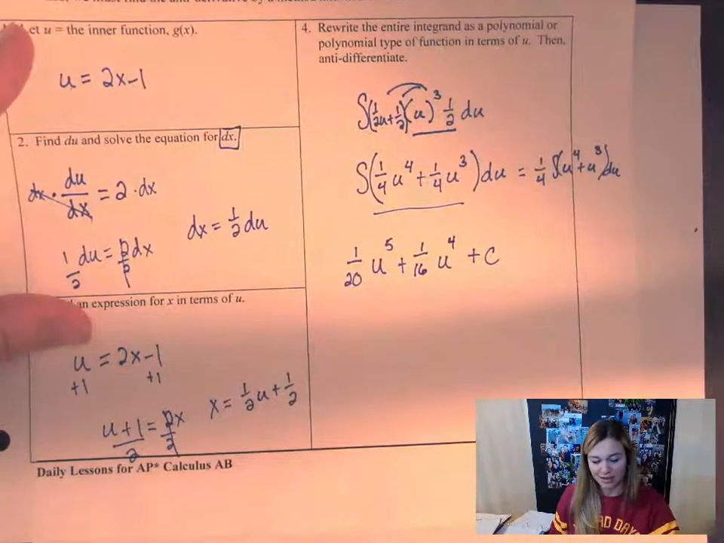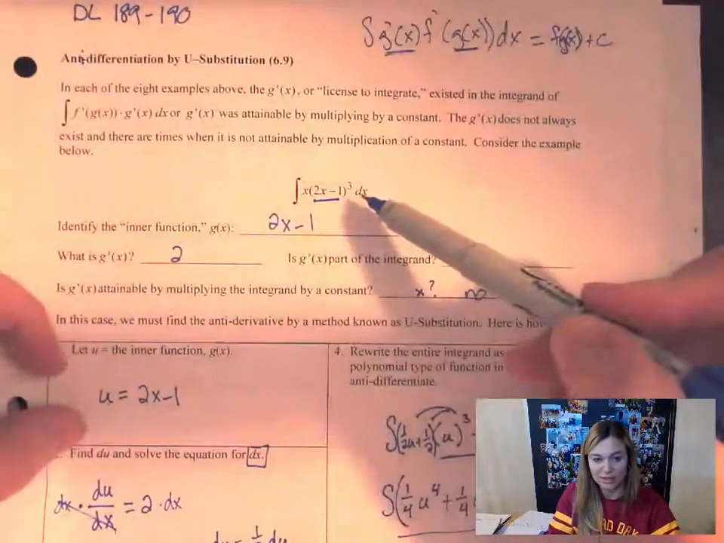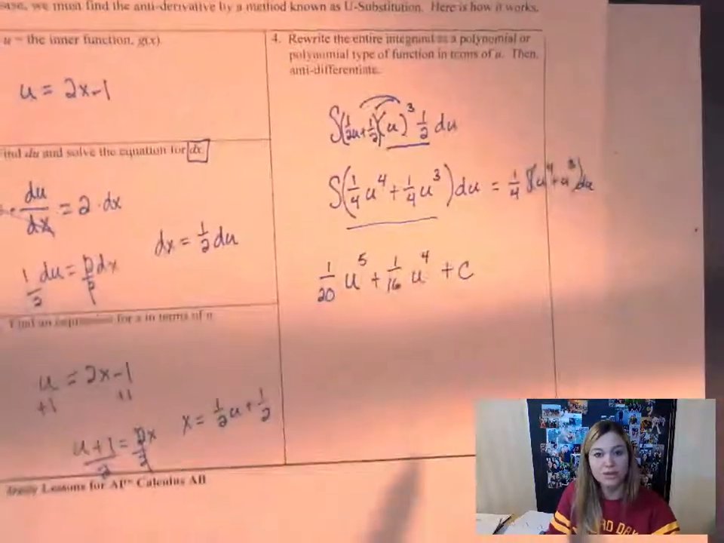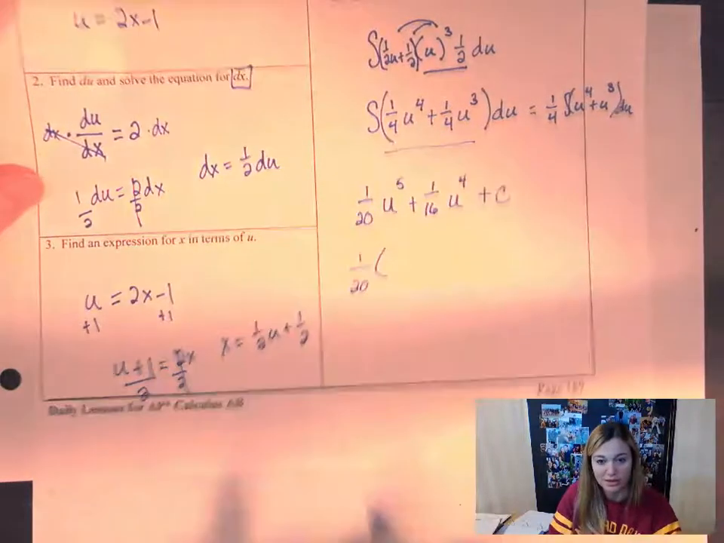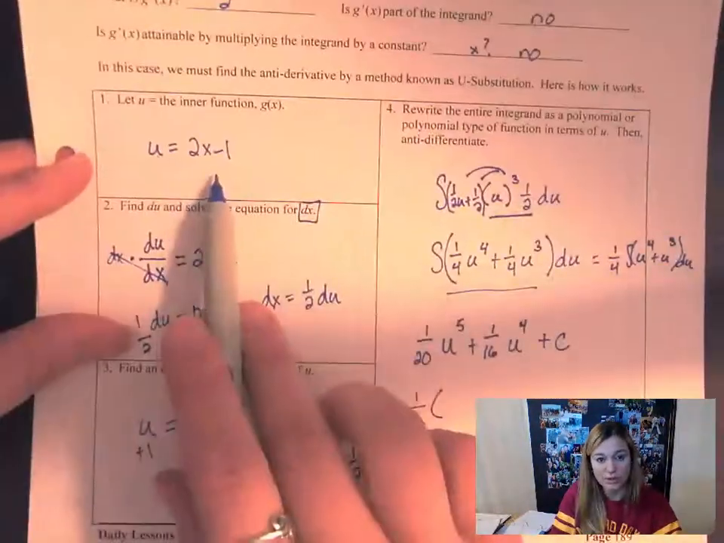And you might be thinking, weren't we integrating this mess? This doesn't look anything like this. We can do one more step. We can say 1/20th. You know how I said u before was 2x minus 1?